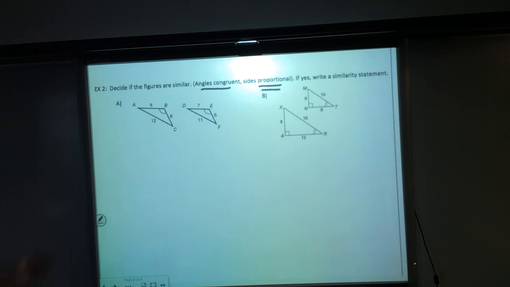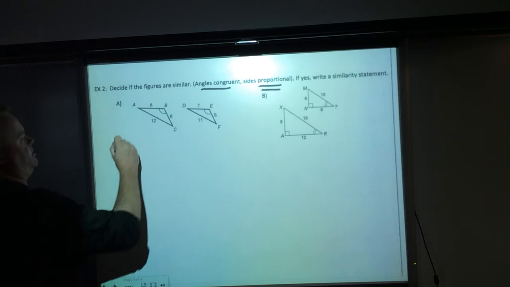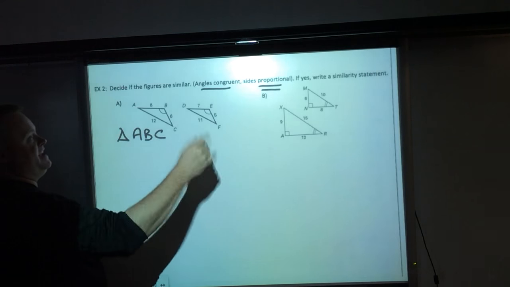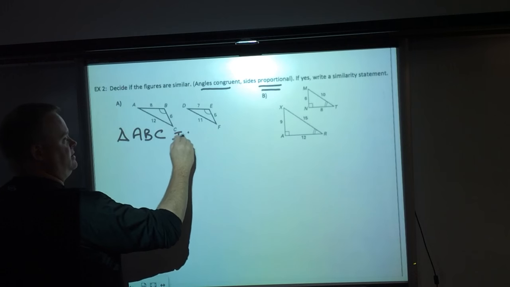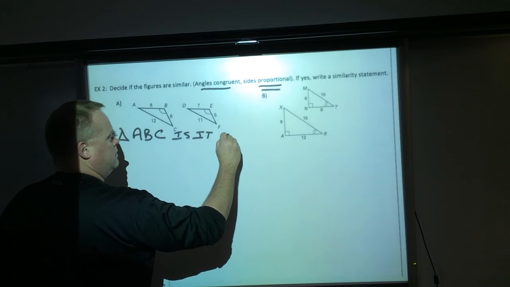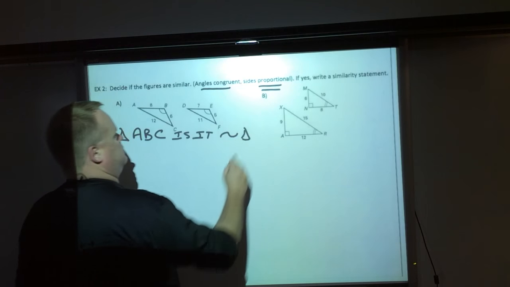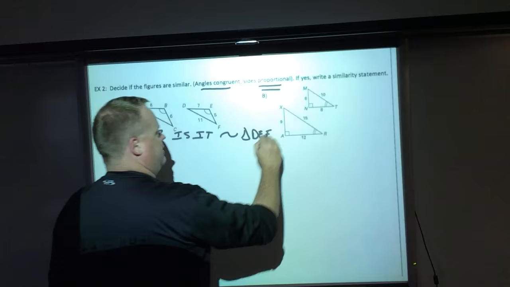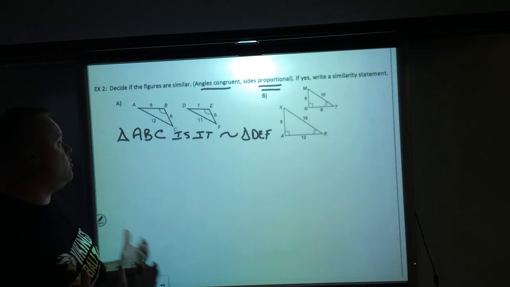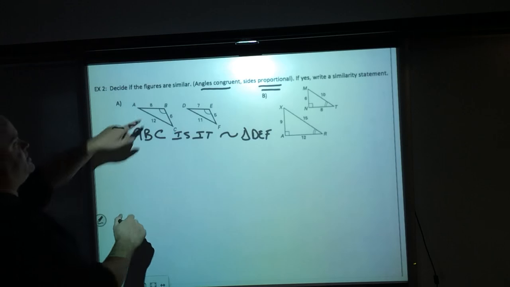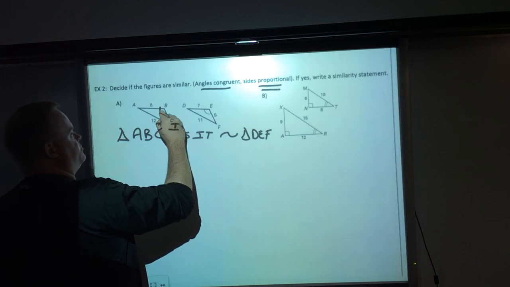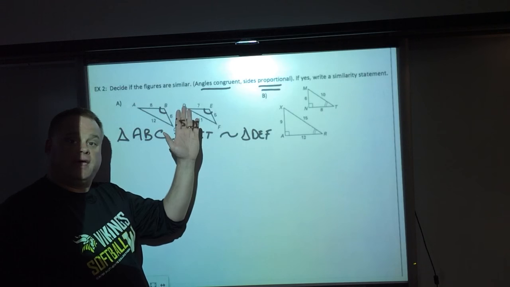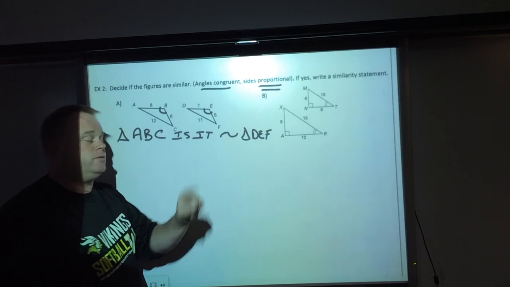All right, so let's look at the first one, A. And this is going to be triangle ABC. And is it similar to triangle DEF? That's what I'm asking. Are they similar? Well, I notice that I've got one tick mark for an angle and one tick mark for an angle. I don't know all the angles, do I? But I know one angle for sure is.